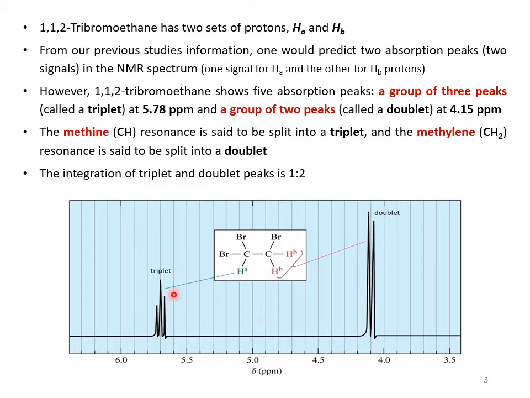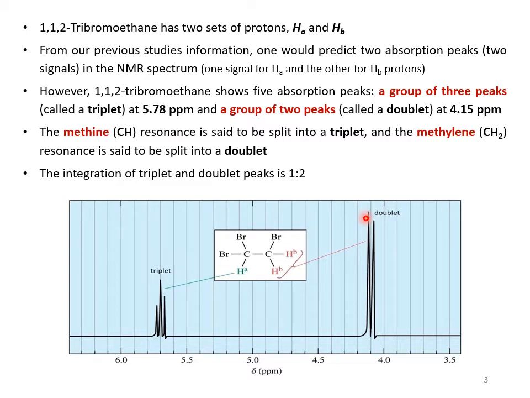So here there are totally 5 signals, which form groups. This methine proton forms a group of 3 signals at 5.78 ppm, and these methylene protons form a group of 2 peaks at around 4.15 ppm. Since this methine signal has split into 3 signals, it is designated as a triplet. Since this methylene signal is split into two absorption peaks, it is designated as a doublet.